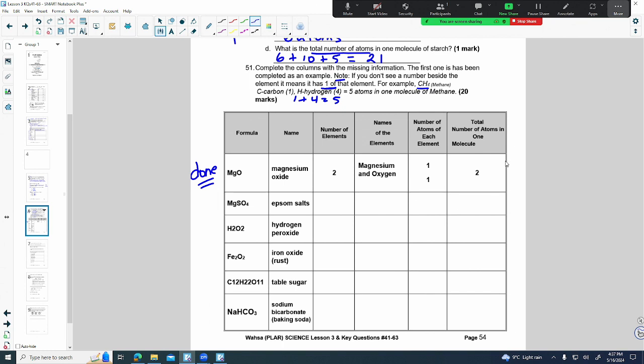Okay, your example for this chart is MgO. That stands for magnesium oxide. Number of elements, well, we know that Mg stands for magnesium, and O stands for oxygen. So there are 2 elements, magnesium and oxygen. Number of atoms of each element. For magnesium, we only have 1. For oxygen, we only have 1. So 1 plus 1 gives you 2.